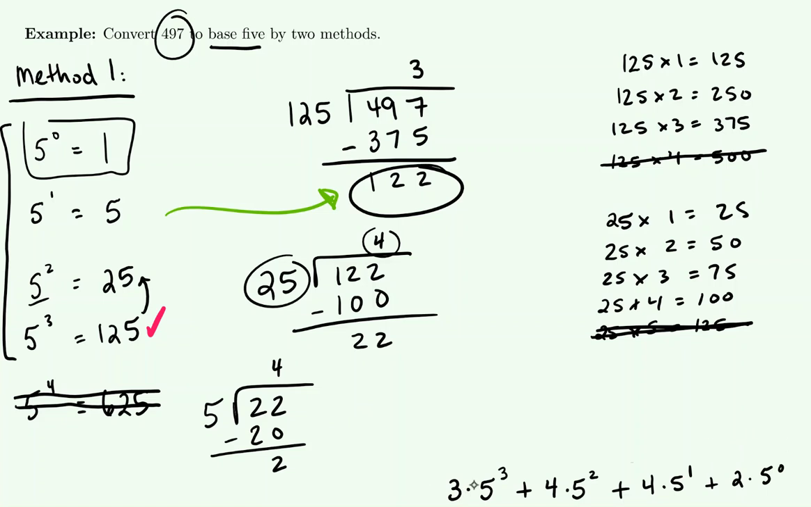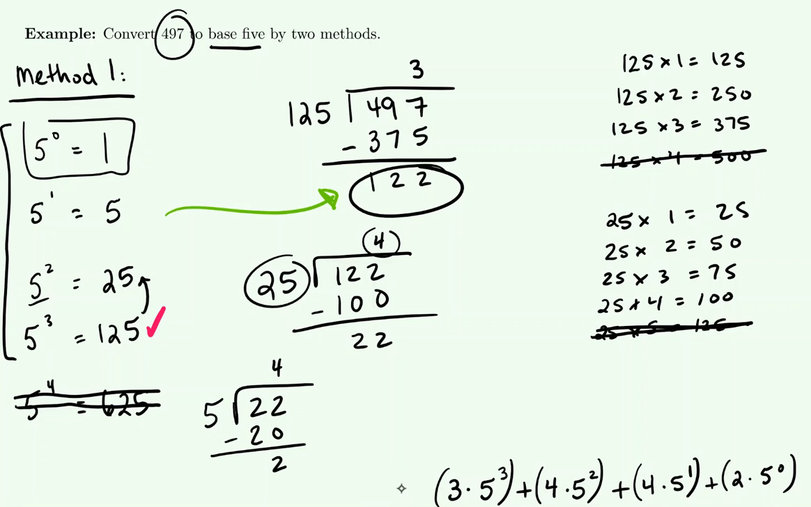Now, as long as you use your exponents correctly in your calculator, and maybe separate these and then add them, you could check using your calculator. If you type this in correctly, you should get exactly 497. So that's a quick way you can check your work.